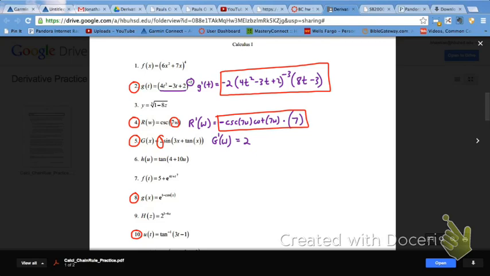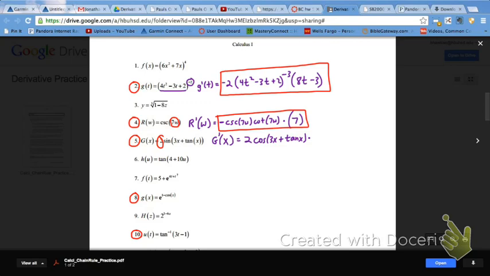Okay, so g prime of x, let me back up a second here. G prime of x is equal to, again, that constant's just going to come along for the ride, 2 times, and then the outside function is sine, and we know the derivative of the sine is the cosine, so 2 times the cosine of the inside, whatever the inside is, and that's 3x plus the tangent of x. Okay, and so then that's the derivative of the outside.